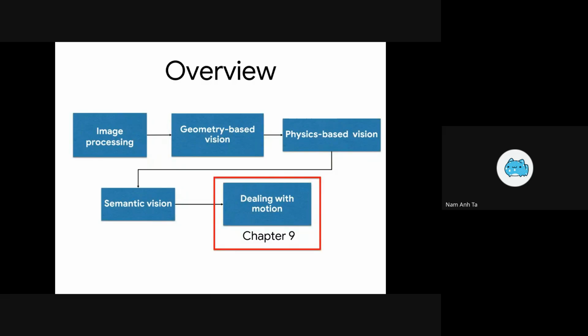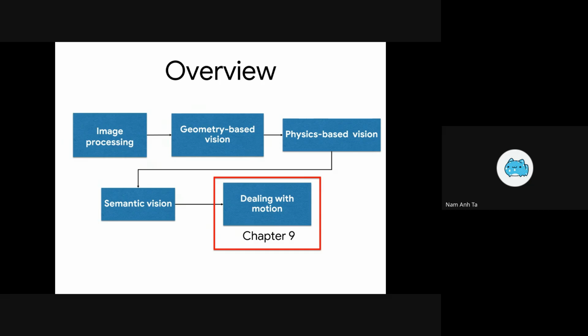So in this chapter, I will give you a simple roadmap here. In the previous chapter, you might have focused on static images. Today we will explore how computer vision can handle temporal changes, basically how things move over time. And this is a basic roadmap, as you can see.